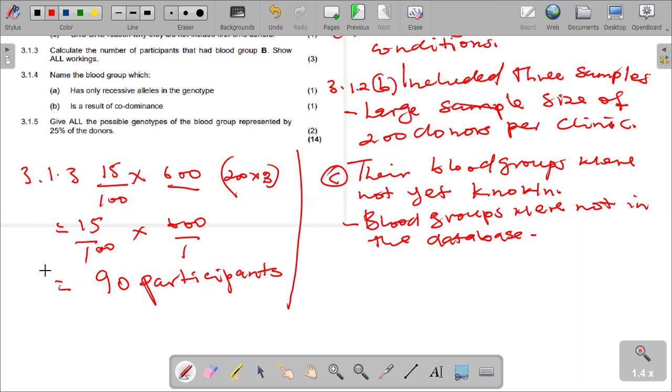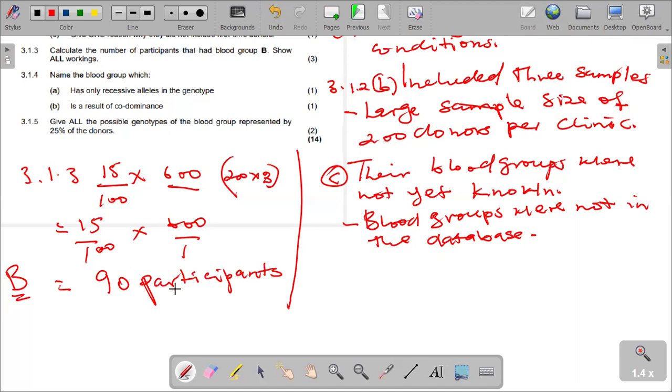Which is 90 participants. Blood B is equal to 90 participants. 90 were from blood B.